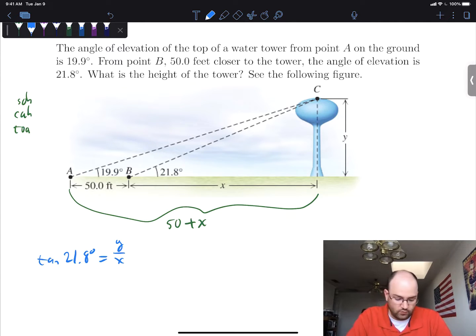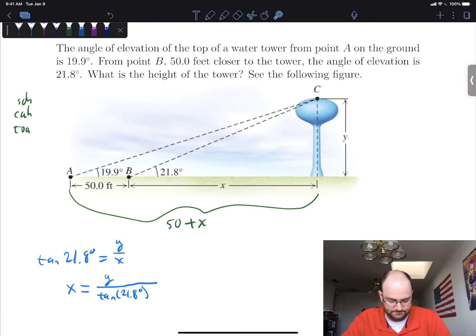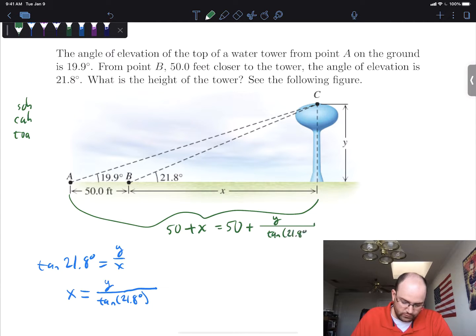So we can actually solve for y if we want, or we can solve for x. I'm going to go ahead and solve for x. x would equal y over the tangent of 21.8 degrees. Now notice to get that, you just multiply by x and then divide by the tangent. And that's what this is. So this expression here is actually the same thing as 50 plus y all over the tangent of 21.8 degrees.